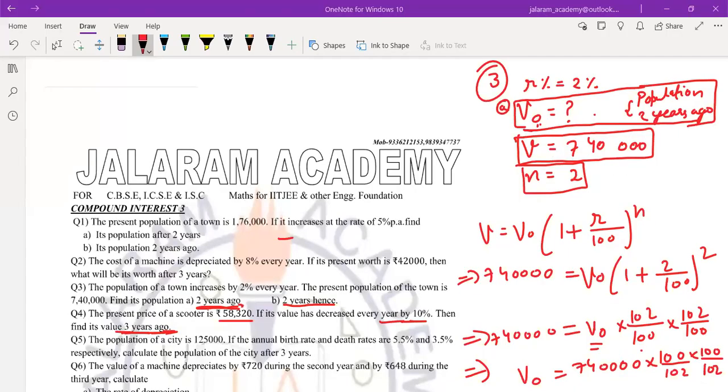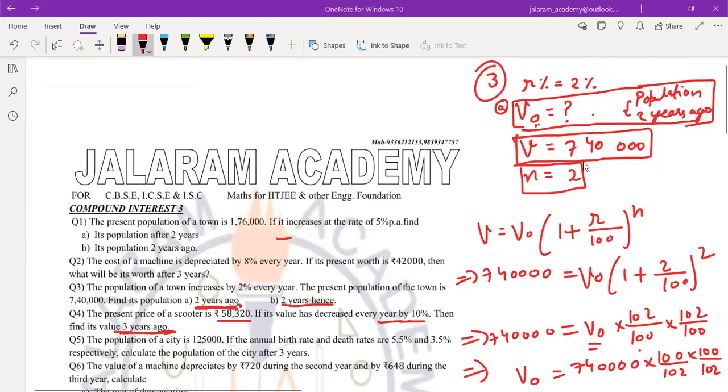Always remember, V naught doesn't mean the present population or the present value. It means the first value. V naught means first value and V means final value. Is that clear to you? In question number 3, V naught means the population 2 years ago. We cannot use the formula for depreciation taking V naught as 7,40,000. Mostly students make this mistake, that's why I'm telling you this separately. Don't take it as V naught. 7,40,000 is the final value after 2 years.